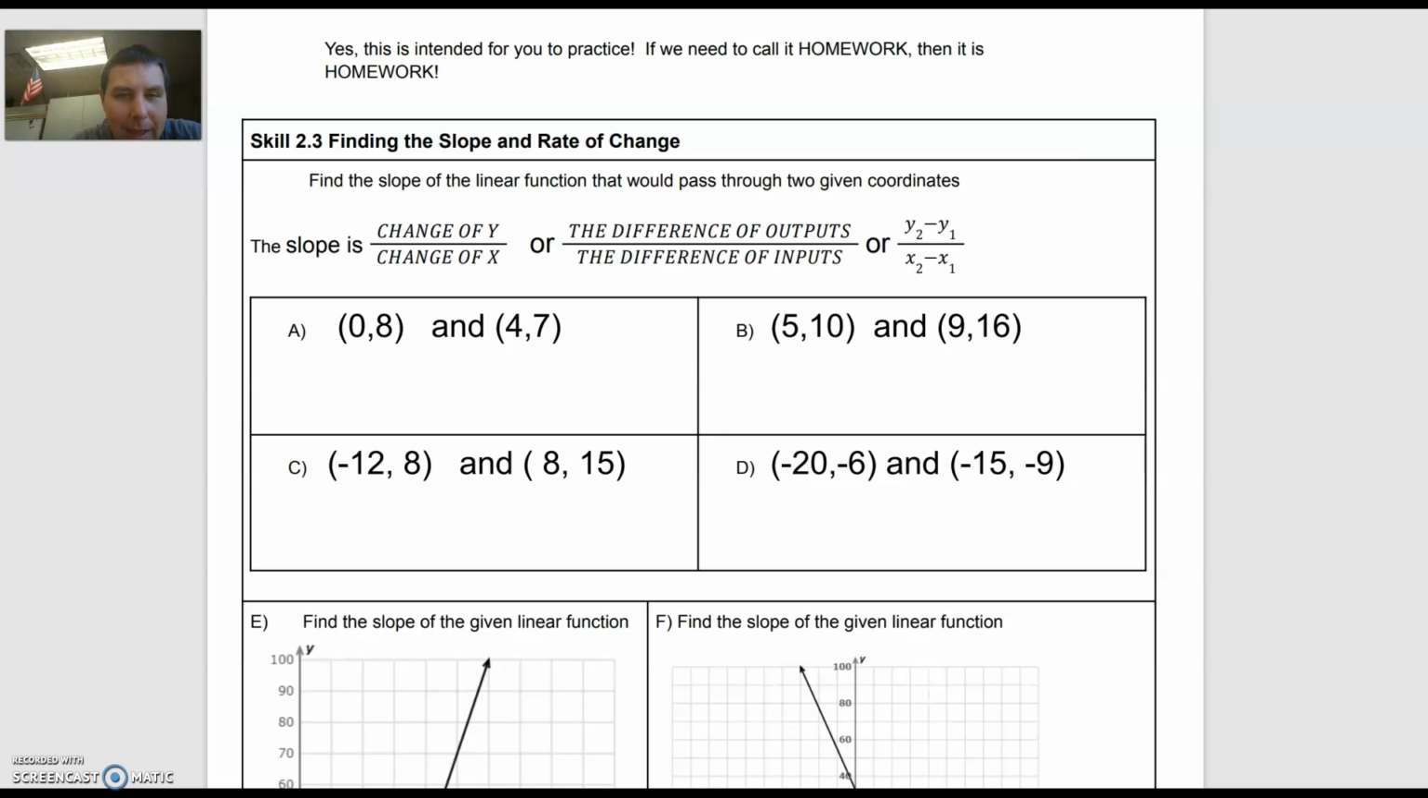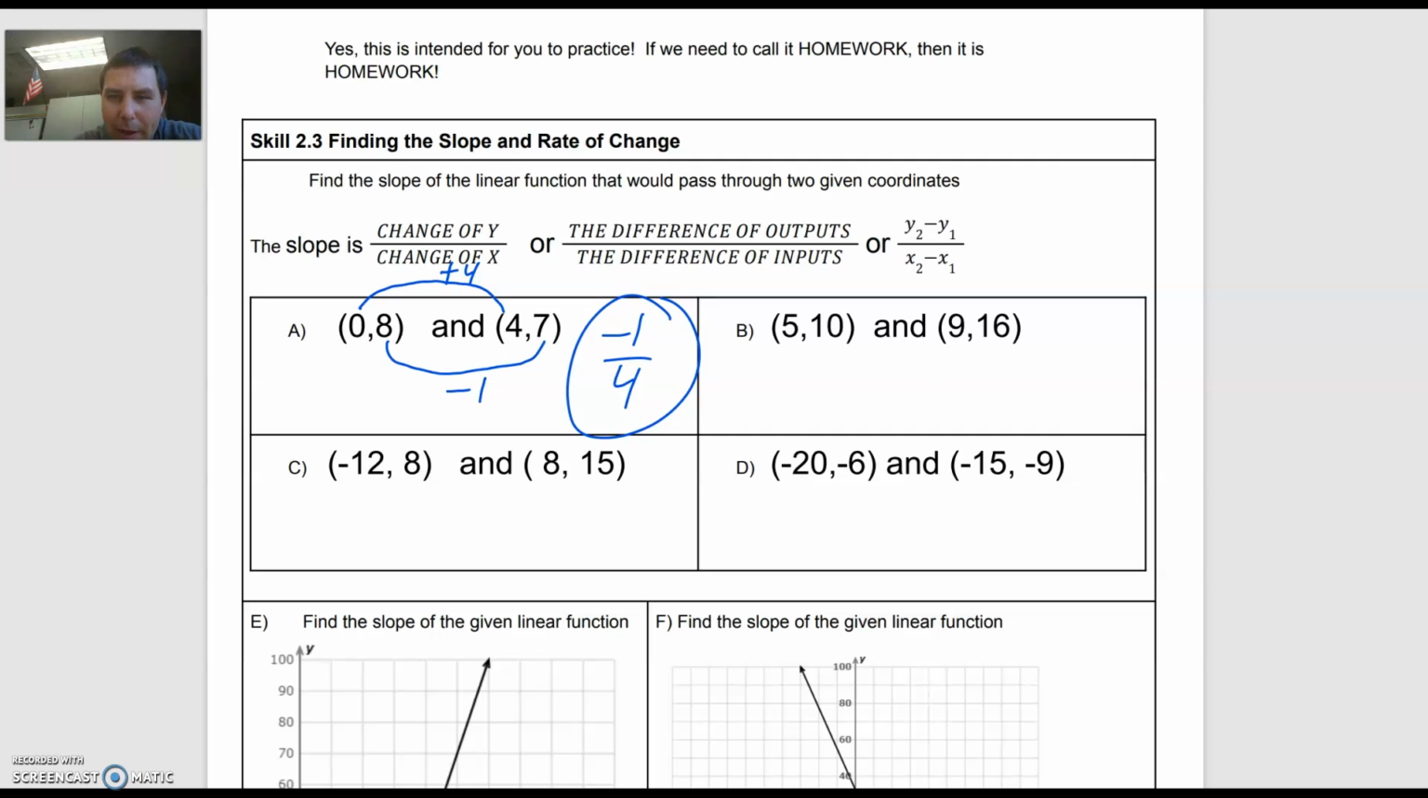So if I look at A, I'm going to look at the y value first. So in this case, it's 8. How do I get 8 to become 7? I'm going to subtract 1. If I subtract 1 for the y, that means I'm going down 1. And now I need to figure out how to change with the x values. It went from 0 to 4, so that went plus 4. So therefore, I'm going to go right 4. So my slope is going to be negative 1/4. Or in other words, down 1 for every 4. Okay, let's do another one.